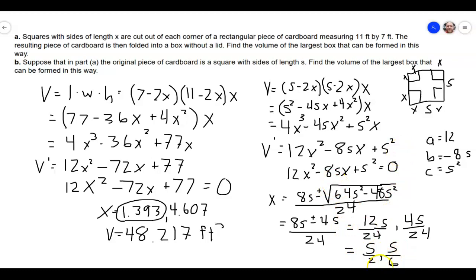So what this means is that for any square size cardboard that we start with of size s, we can maximize the volume by using one of these figures. Now let's try both of these back in here. Notice if I put an s over 2 back in here, 2 times s over 2 is just s, and s minus s is 0. So there you get a 0, and a 0 volume doesn't work, so we can leave this one out. So we're going to use the s over 6.